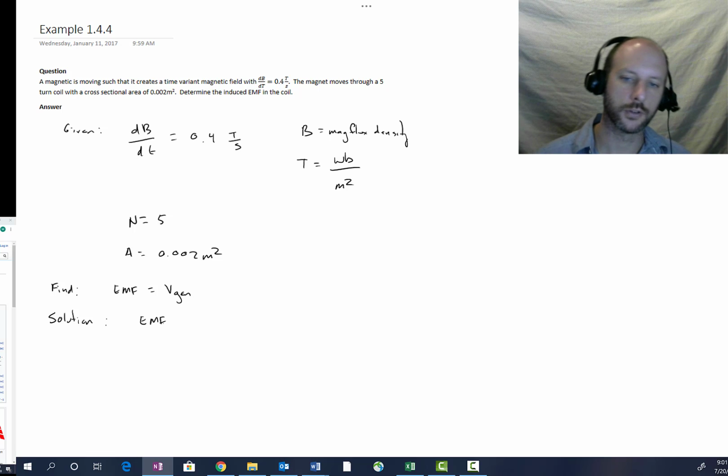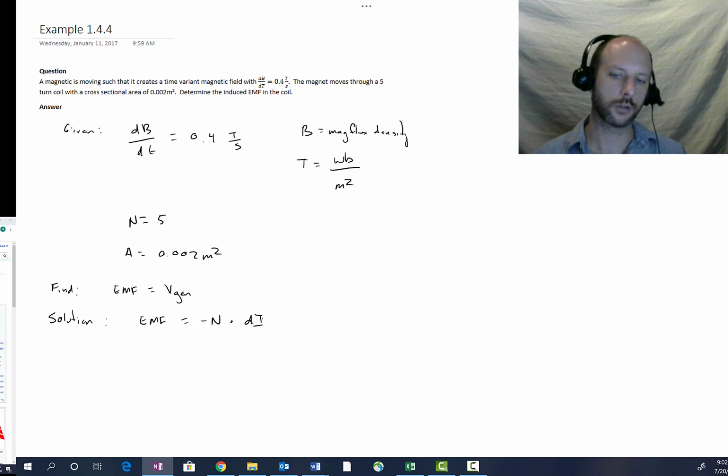And Faraday's law of induction tells us that we can find the EMF by taking the negative of the product of the number of turns in the coil. So how many loops of wire are there? And we multiply that by what's called dφ/dt, which is the time rate of change of the magnetic flux, people would say.